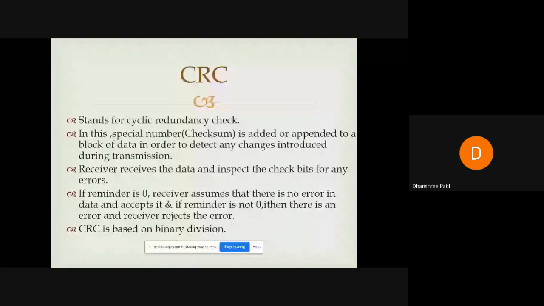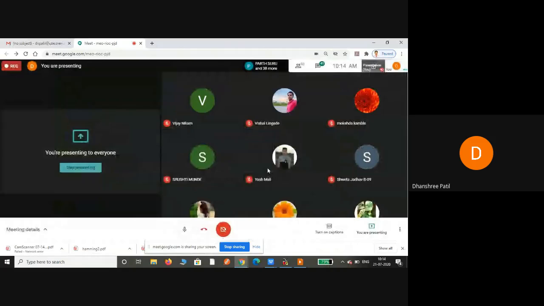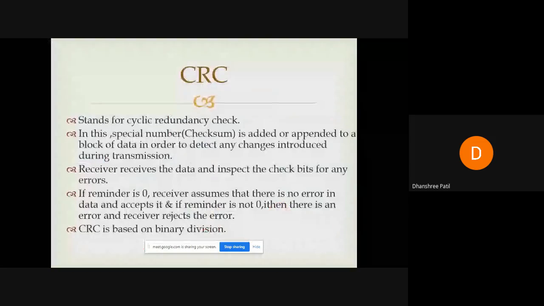How it is being checked: we perform some operations on the sender as well as the receiver side, and if at the receiver side the remainder is not zero, it means that there is an error and the receiver doesn't accept it. If the remainder has a non-zero value, the receiver concludes that there is an error and it doesn't accept it. And if the remainder is all zeros, then there is no error and it accepts it. So that is the best conclusion which we need to consider related with the CRC. Okay, that we have to keep in mind.